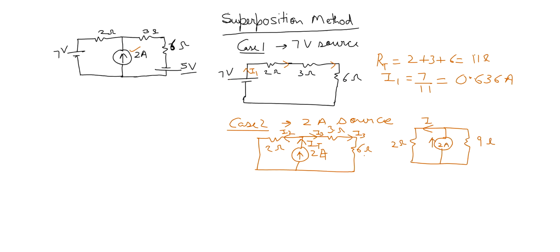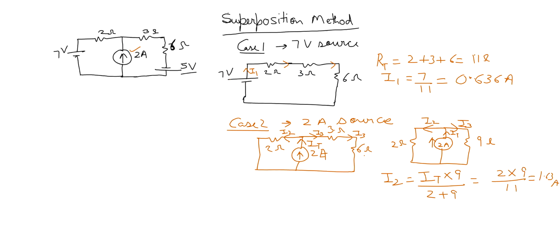We will use the current divider rule to find I2 and I3. Let's suppose this is I total. The current in the 2 ohm resistor, that is I2, will be I total times the resistance of the opposite branch, that is 9, over 2 plus 9. That gives me 2 ampere as the total current, times 9 over 11. So 18 divided by 11, that is 1.636 ampere. So this is the current flowing through I2.